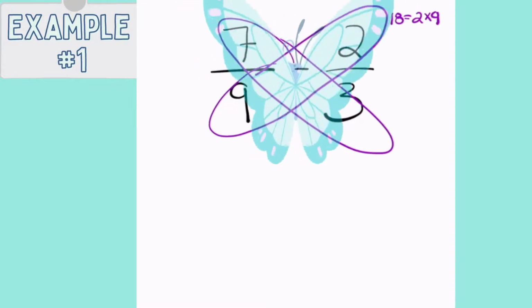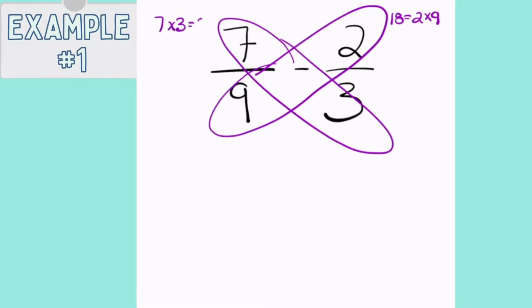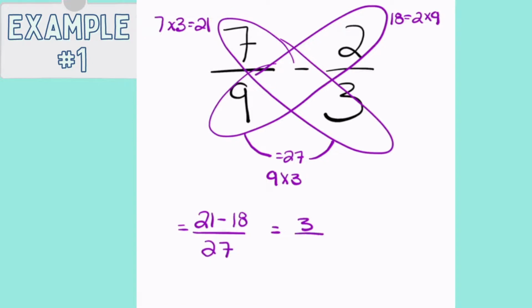Now we're going to go ahead and multiply the bottom numbers. So that will give us 27. All right, so now I'm going to write down all our new numerators. So 21 minus 18, and that's going to stay over the same denominator of 27. So now we can subtract the two numbers, leaving us with 3 over 27.